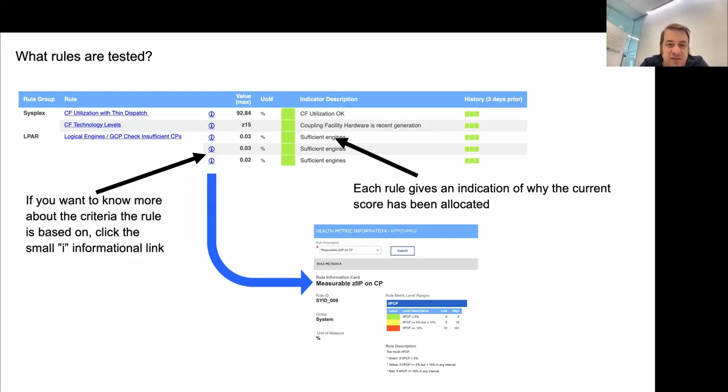Now, what we're looking at here is obviously a mix of different rules. We can see the CPU utilization one at the top there. That's obviously one that changes quite dynamically throughout the day. Some of them are, as I say, very static. That second one about the coupling facility technology levels, that's not going to magically change, because it's more around what are you running with, an up-to-date generation of hardware that is in full support.